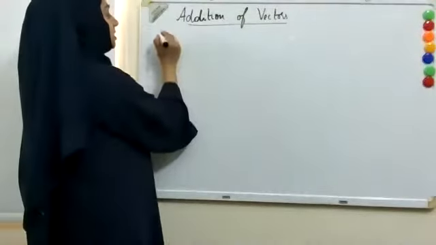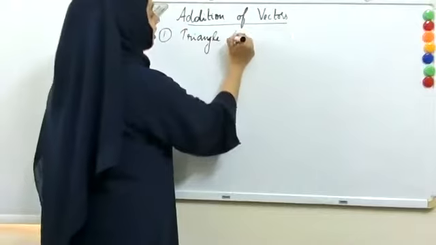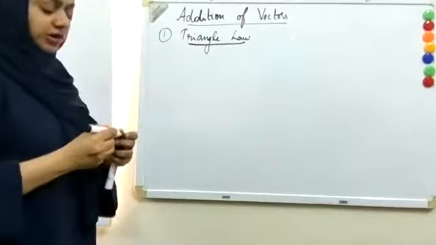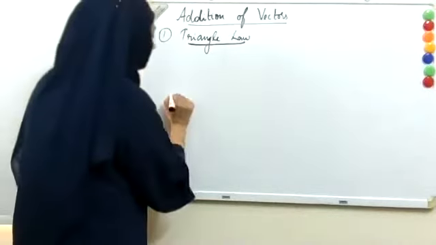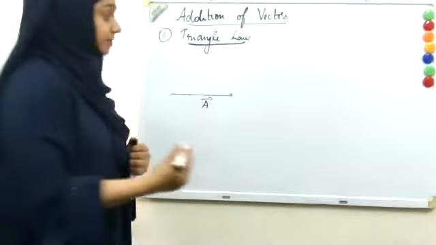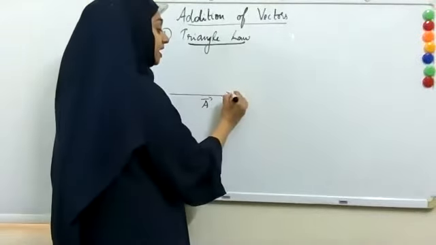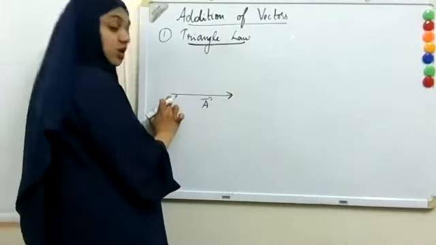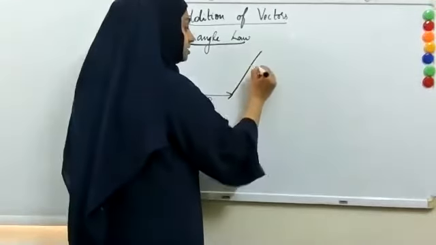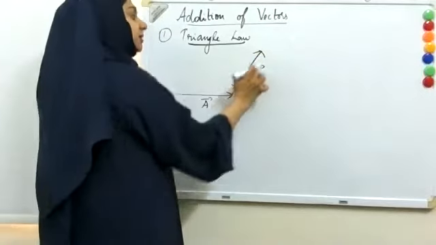Let us first consider the triangle law of vector addition. So according to the triangle law, suppose you have a vector A and you have another vector B. Then you have to keep the tail of the second vector at the head of the first vector. This part is called the tail and this is called the head. So I have another vector B in this direction. So I am keeping the tail of the second vector at the head of the first vector, and this is like this.